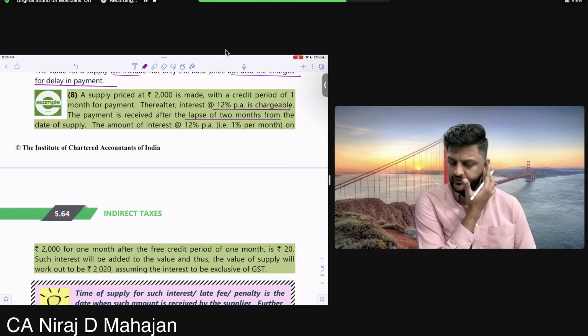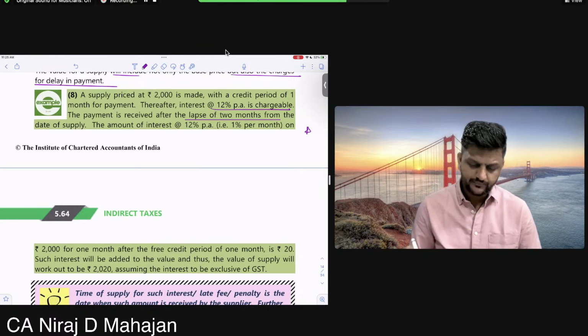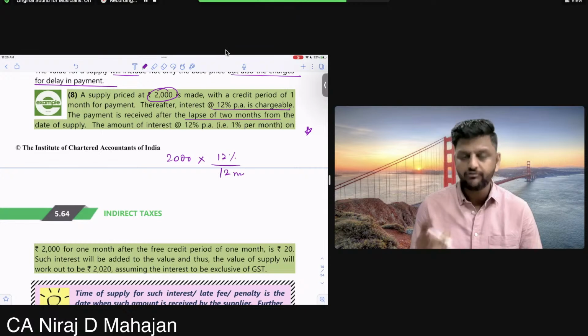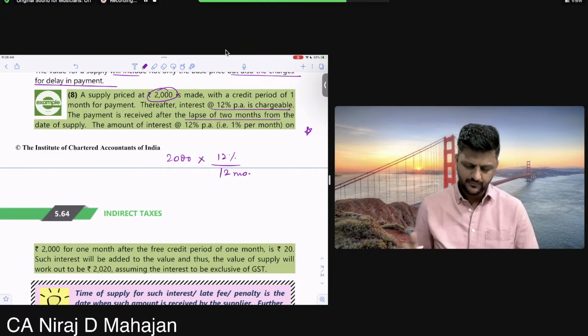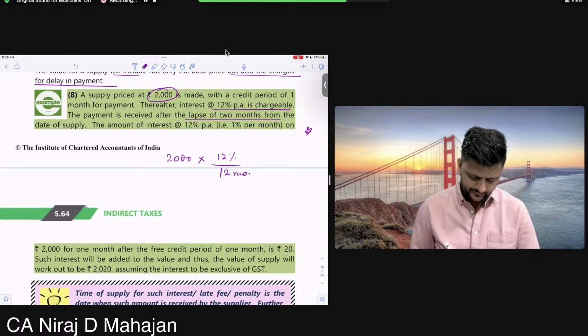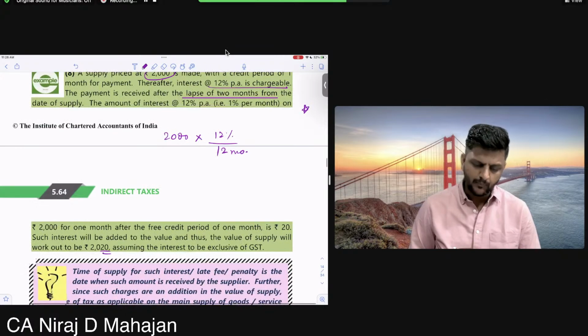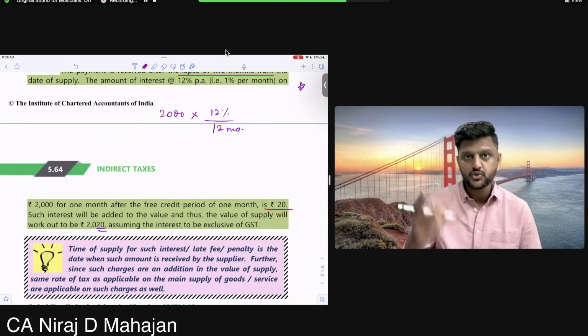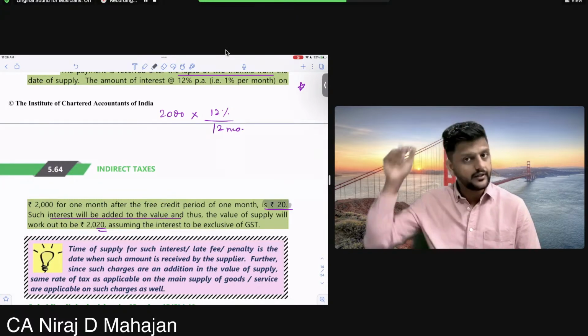Okay. So the amount of interest here you have to calculate. 2000 into 12% upon 12 months, because there is a delay of 1 month, or 1%. 1% of 2000 is 20. So the interest for 1 month is 20 rupees. Such interest will be added in the value of supply. That means on this 20 also you have to charge the tax. Clear till here?